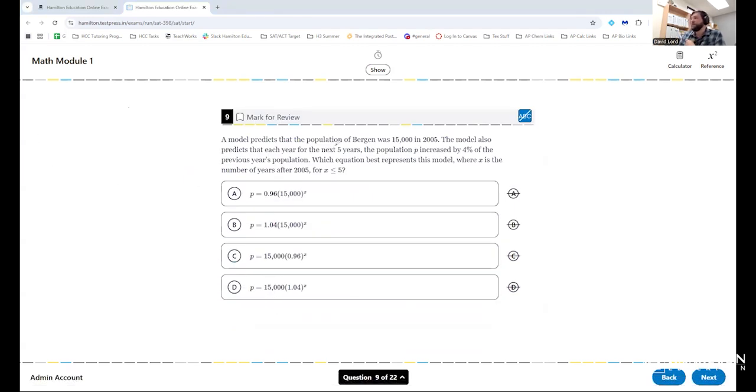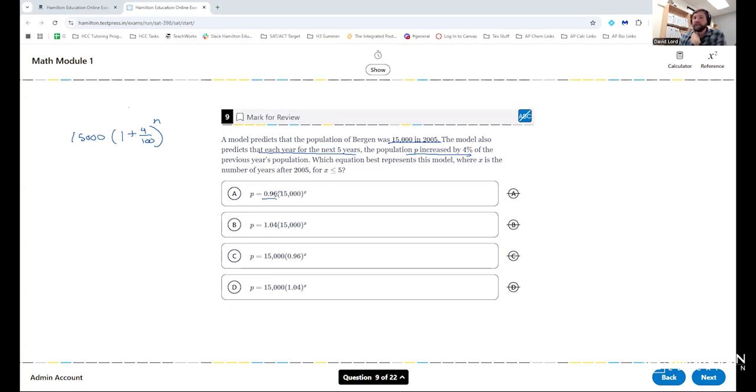Question number 9. A model predicts the population of Bergen was 15,000 in 2005. The model also predicts that each year for the next 5 years, population P increases by 4% of the previous population. So that's basically a population increase model. So the starting amount is 15,000, and then we're going to do 1 plus the percent. So in this case, it's 4 over 100, raised to the number of times we multiply it. So in this case, since it's changing every year, n would be the number of years. So which of the following best matches it?